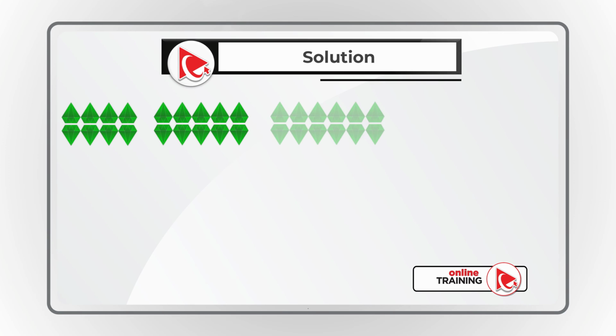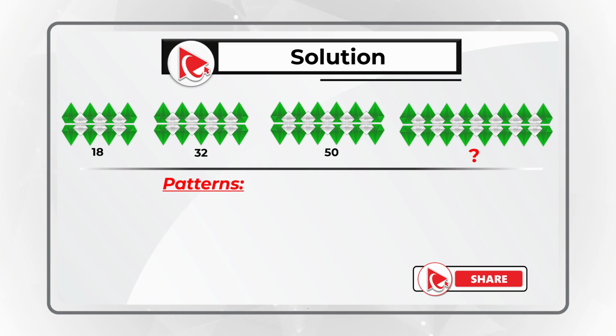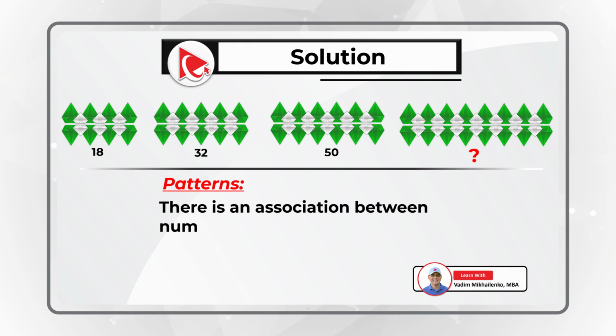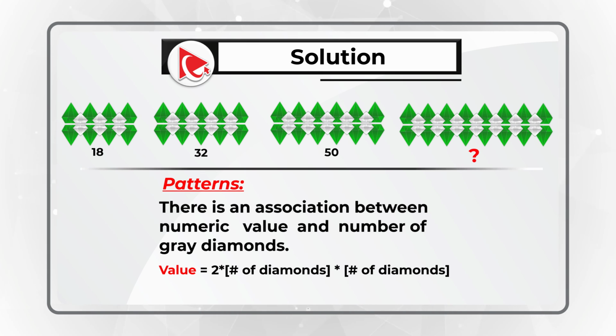You are probably tired of hearing this on this channel, but my advice to you: to solve these challenges, always look for patterns. And the pattern here represents the association between the numeric value under the diamond group and the number of gray diamonds. The value can be calculated as 2 multiplied by the number of diamonds and then multiplied again by the number of diamonds. Ultimately, the value is 2 multiplied by the square of the number of diamonds.